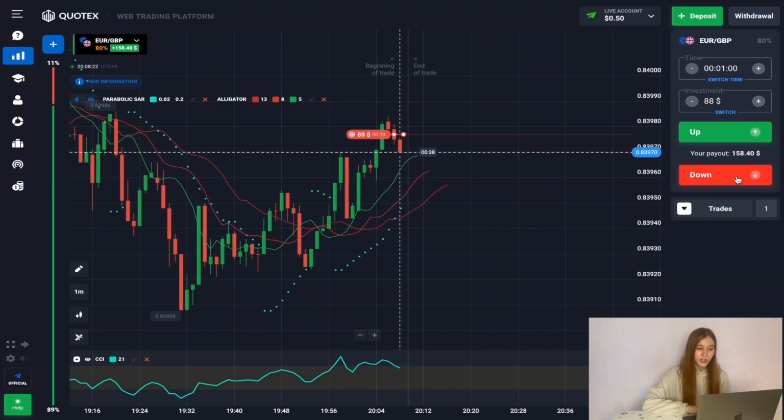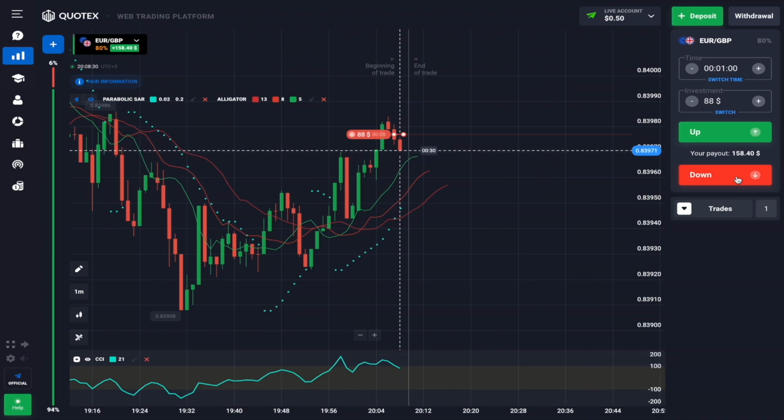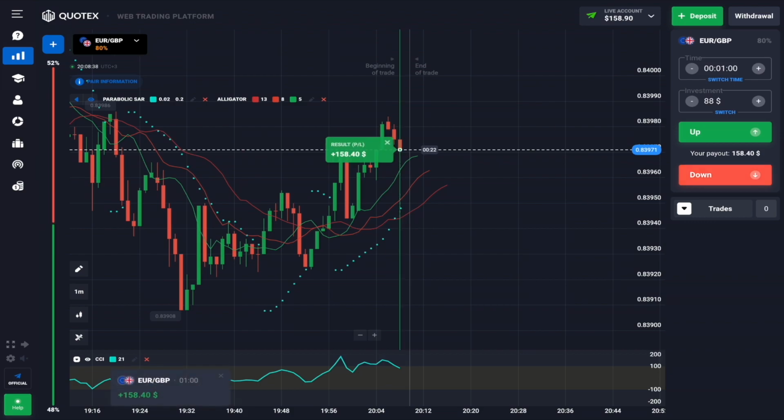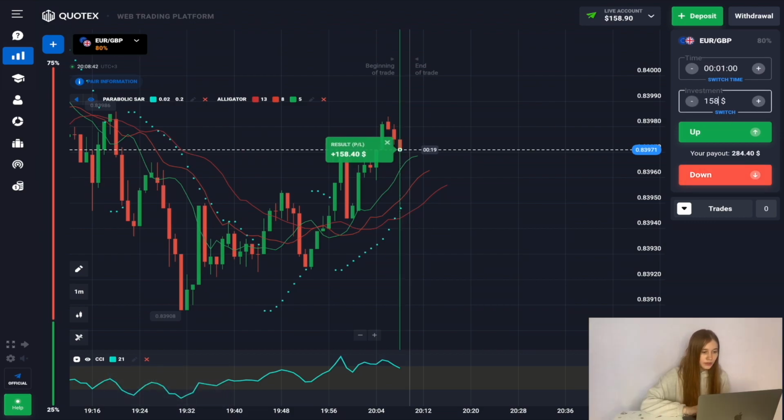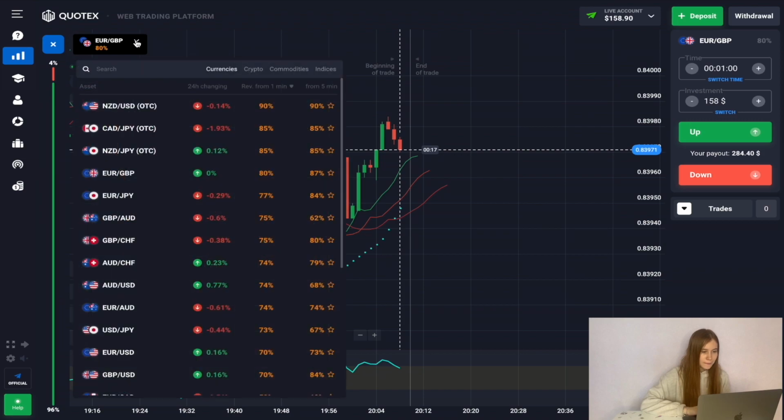Now we will close our trade on the red candle. Let's wait for the end. Oh no. Now we close our trade. Continue trading.